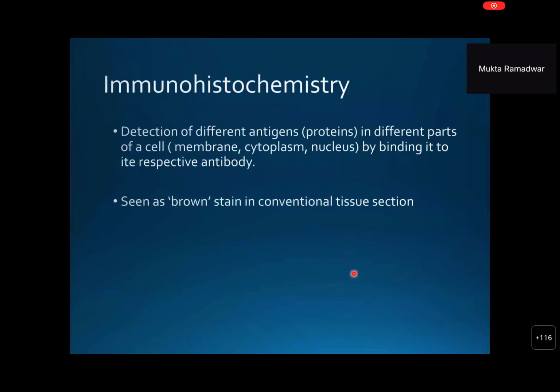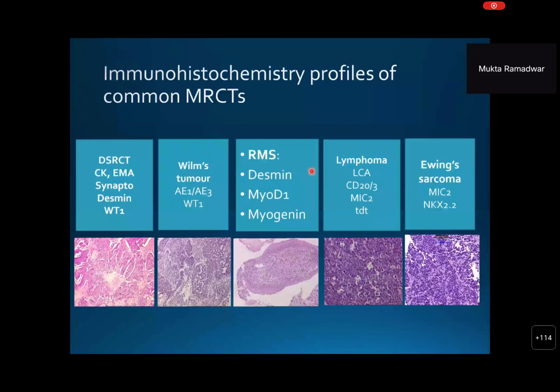I will just touch upon immunohistochemistry, although it forms a huge and the most important part in the diagnosis of round cell tumors, but we don't have time. So I will just say what immunohistochemistry means in this diagnosis. Immunohistochemistry detects different antigens or proteins in different parts of a cell, be it in the membrane, the cytoplasm or the nucleus, by binding to them with its respective antibody. As we saw in some slides earlier, it is seen as a brown stain in the conventional tissue sections. And here we are very well aware of the immunohistochemistry profiles of certain malignant round cell tumors.